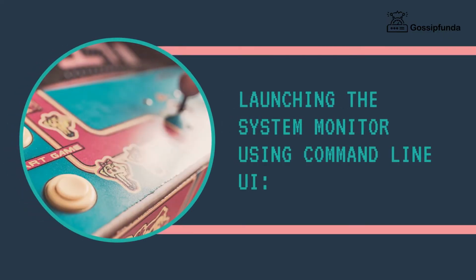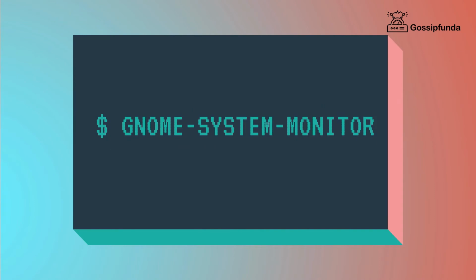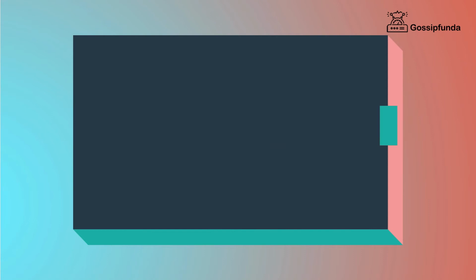Launching the system monitor using the command line on UI. The launch of the system monitor on UI is triggered by the following command: $ gnome-system-monitor. With the help of Ctrl+C, and by typing exit, we can close the application.